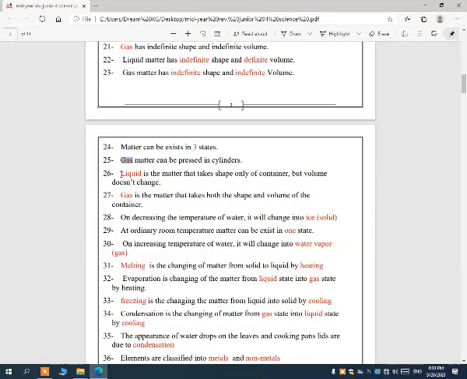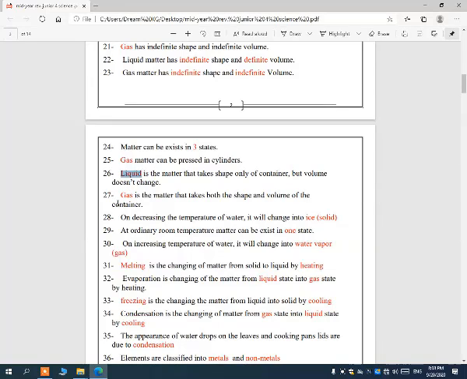Number 26. Dots is the matter that takes the shape only of the container. What matter did I say takes only the shape of the bottle or the container? It will be the liquid. But the volume doesn't change. So liquid is the matter that takes the shape of the container only.